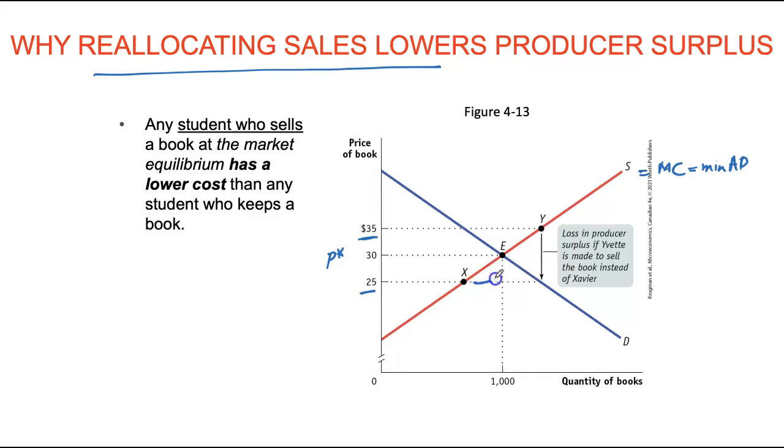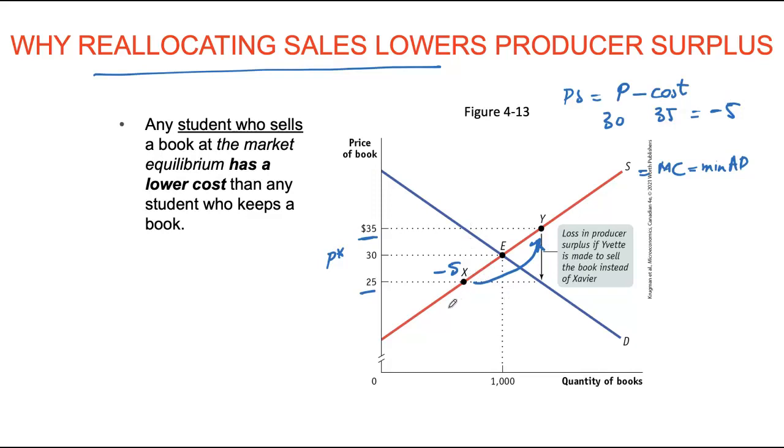So when we force Yvette to enter the market and participate in this market outcome, what happens? Xavier is now forced to not sell the good, so we lose that $5 that he was making. And Yvette is forced to sell the good even though she's producing the good at a much higher cost. So for her, producer surplus is actually a net loss. Remember, producer surplus is price minus cost. So her cost is 35, but she's only receiving 30. So she's making a net loss of $5.